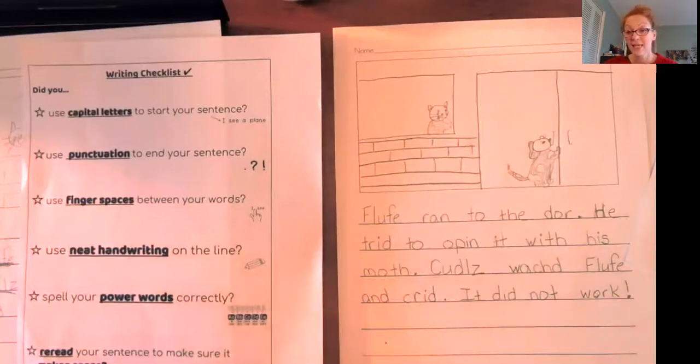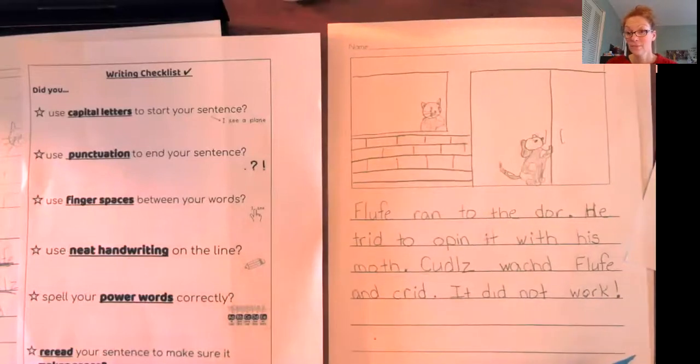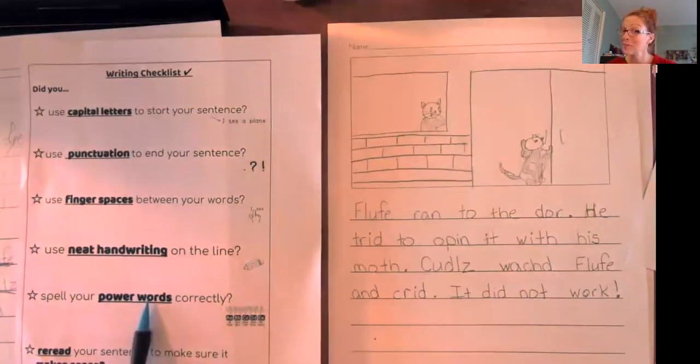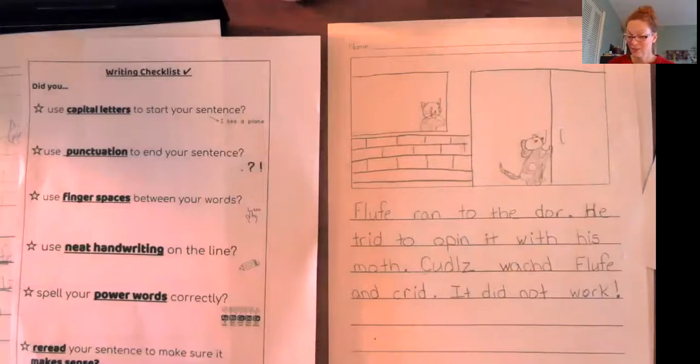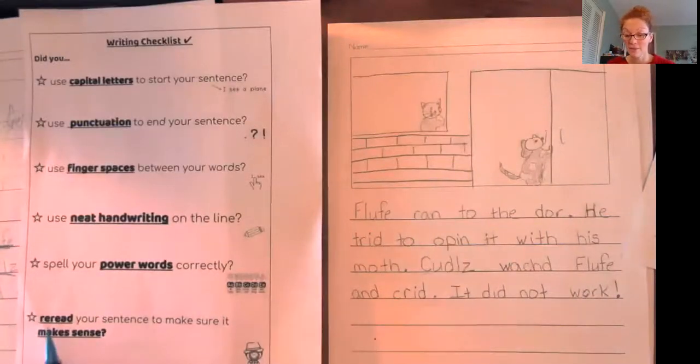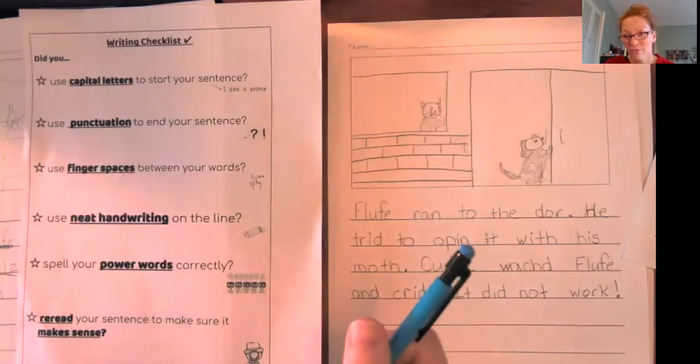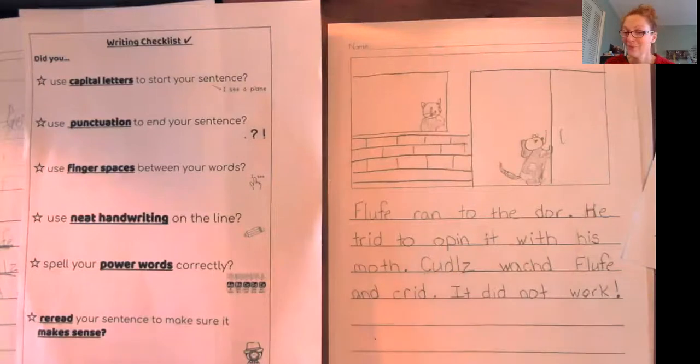Is my handwriting neat and on the line? Absolutely. Did I spell the power words that I can read? I did. Yep. And I used my word wall too. And then did I reread it to make sure it makes sense? Yeah, I find it's easier to reread it as I'm writing. That way I can fix it right away without having to try to erase lots. Because sometimes I make mistakes and that's okay. That's why there's erasers. Okay, I already used it plenty.